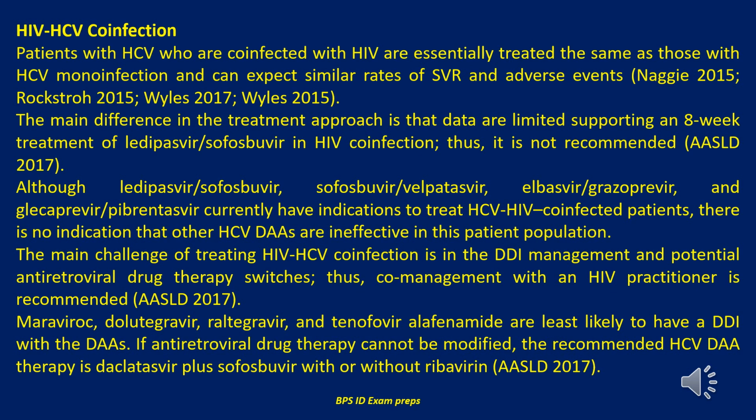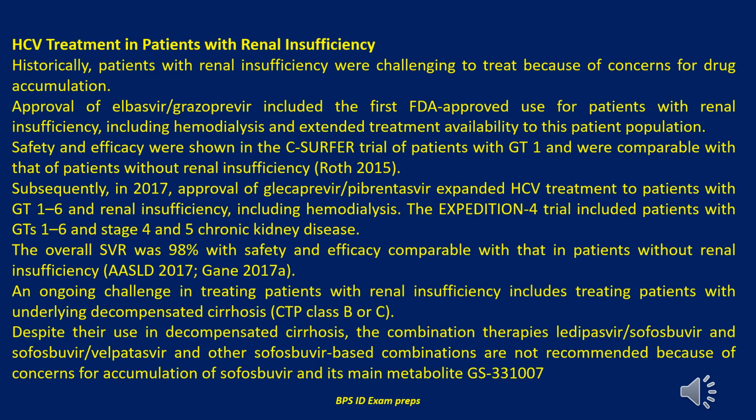Maraviroc, dolutegravir, raltegravir, and tenofovir alafenamide are least likely to have a drug-drug interaction with the DAAs. If antiretroviral drug therapy cannot be modified, the recommended HCV-DAA therapy is daclatasvir plus sofosbuvir with or without ribavirin, according to the AASLD 2017. Next we will discuss HCV treatment in patients with renal insufficiency.